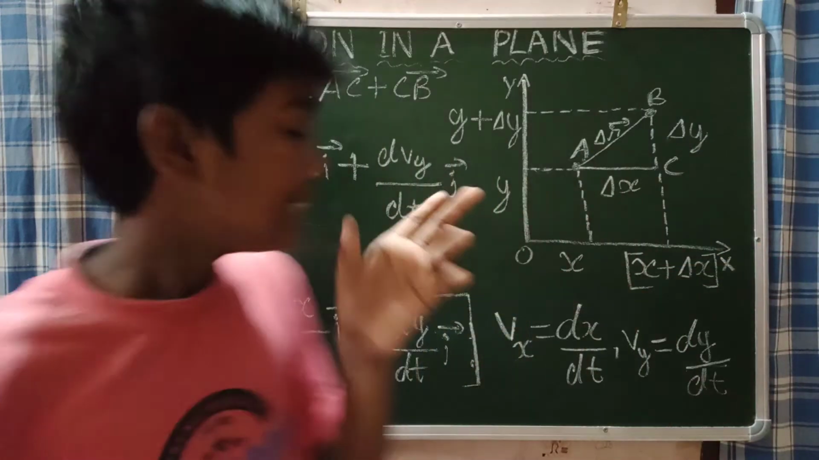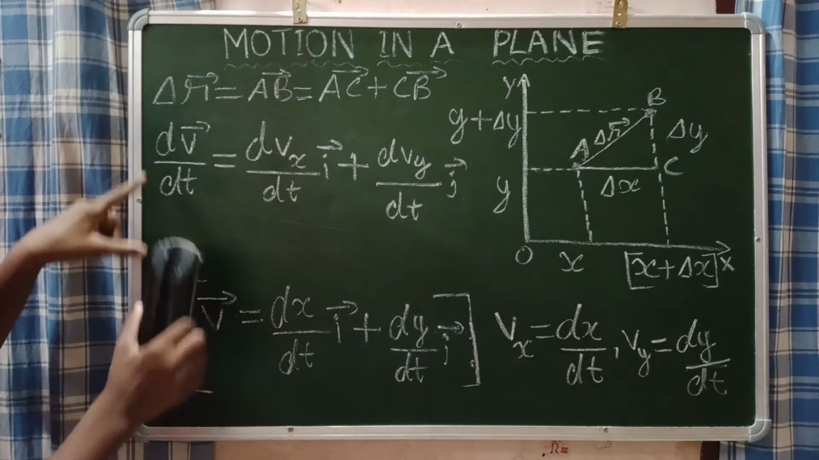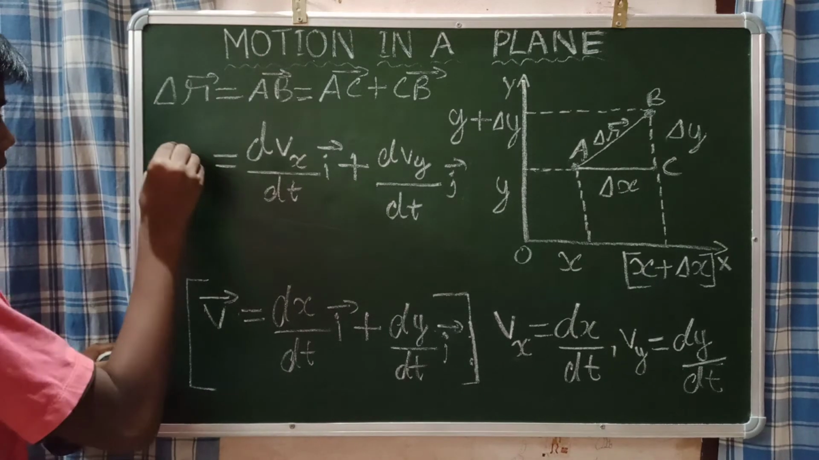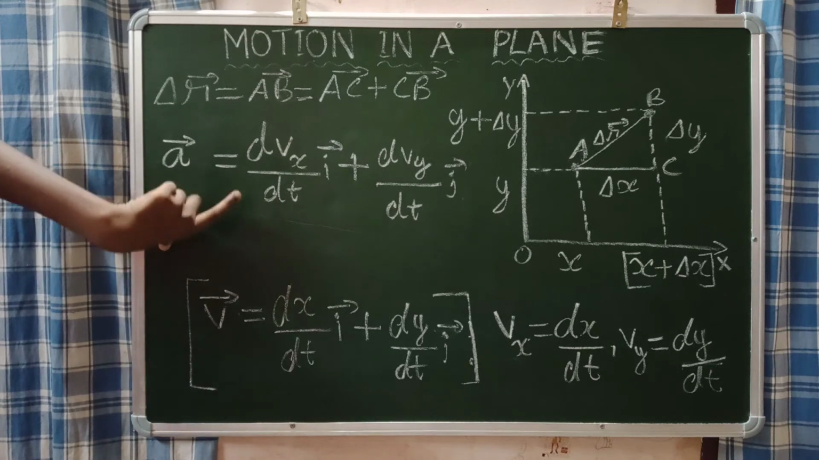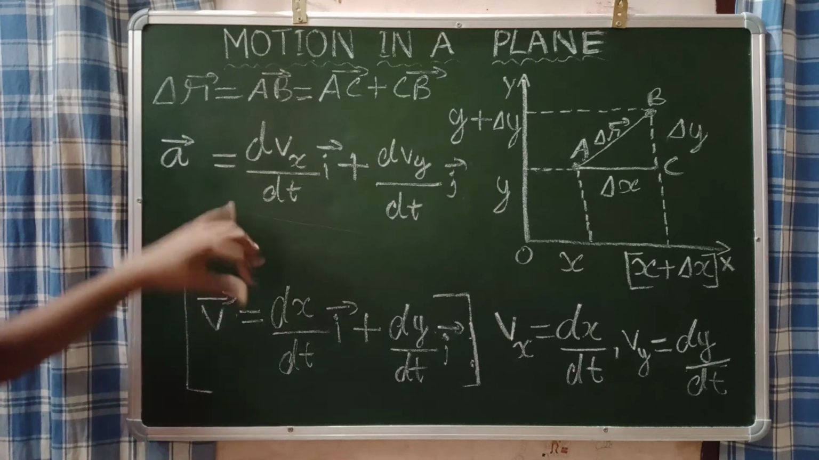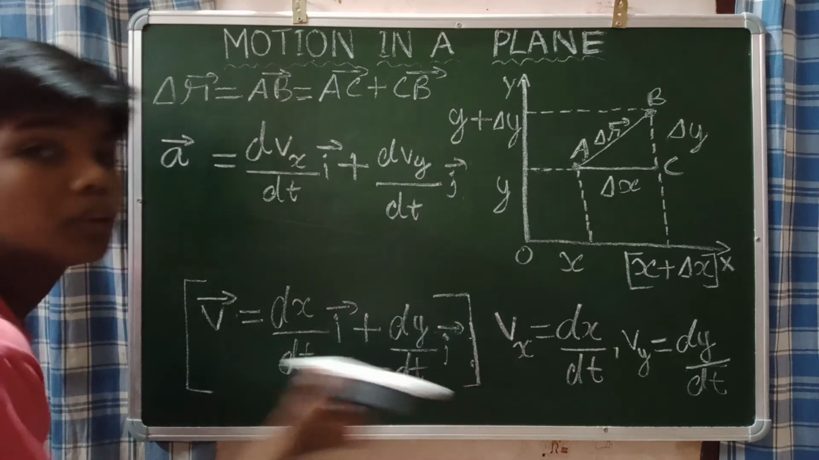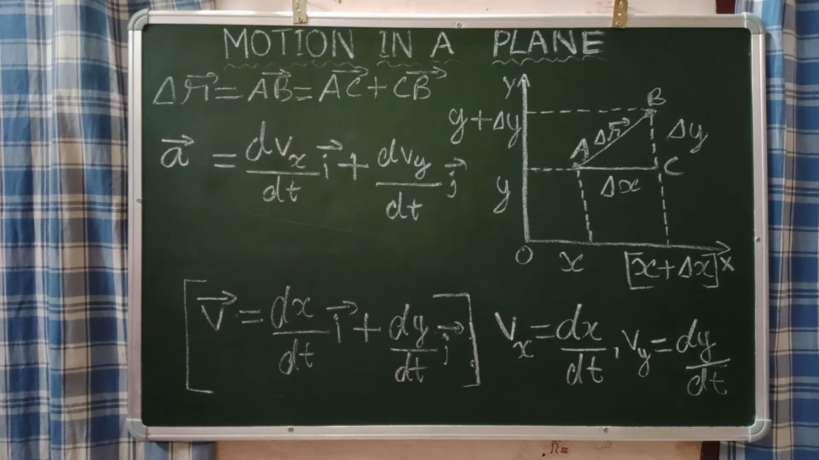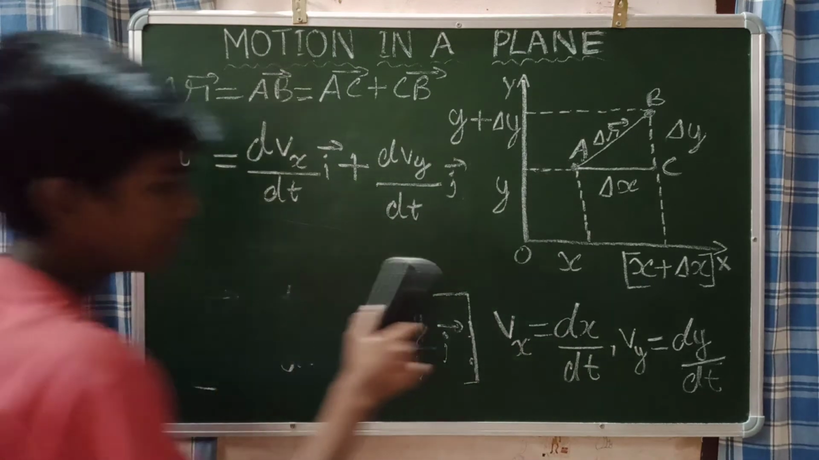That means this dv vector divided by dt is what we call the instantaneous acceleration. So we can say this dv vector divided by dt is equal to acceleration, that means a vector. Simple concept. That means this acceleration a vector is equal to dvx divided by dt i unit vector plus dvy by dt j unit vector. These two terms we got by differentiating these two terms. That is all. So now guys, I will rub this.